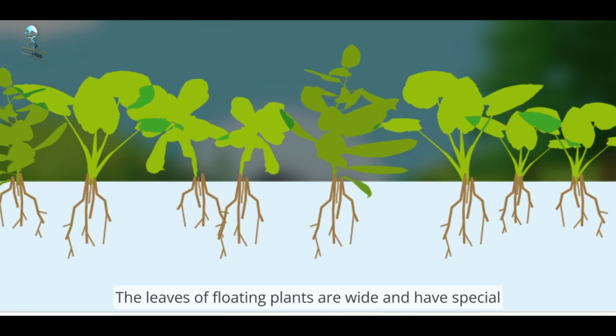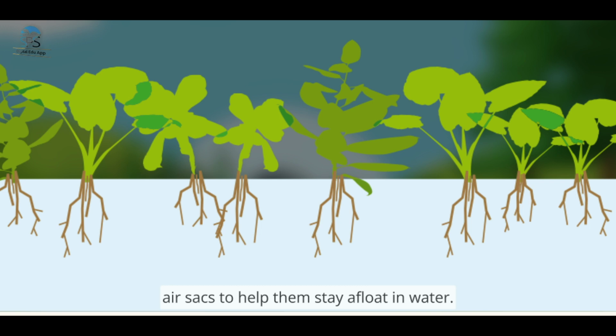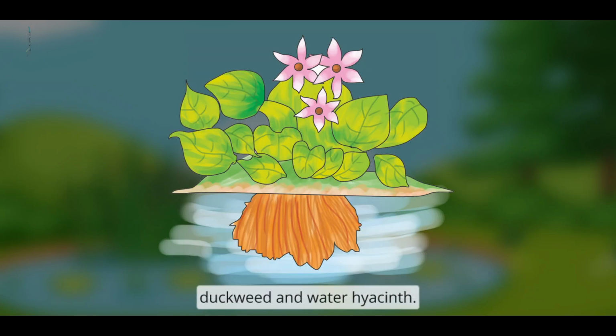The leaves of floating plants are wide and have special air sacs to help them stay afloat in water. Their stems are also hollow to keep the plant lightweight. Examples of floating plants are duckweed and water hyacinth.